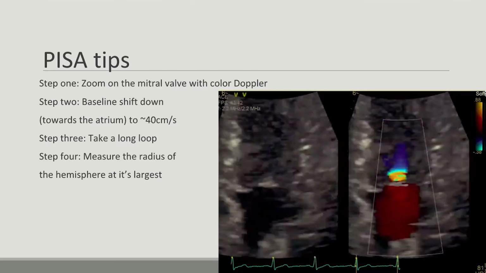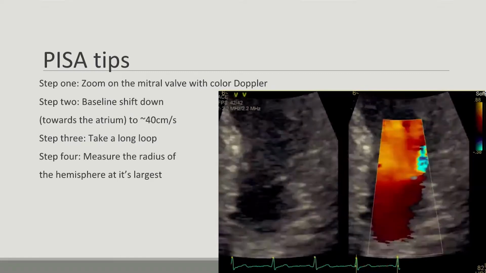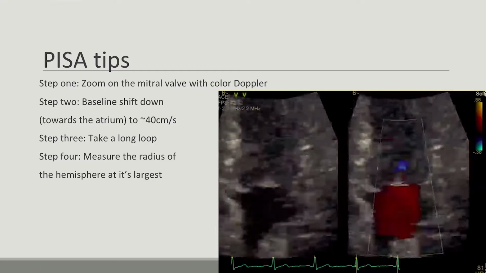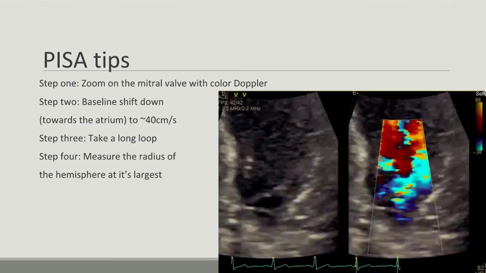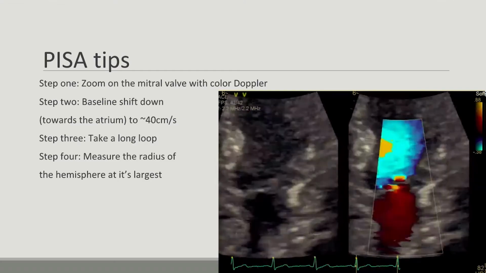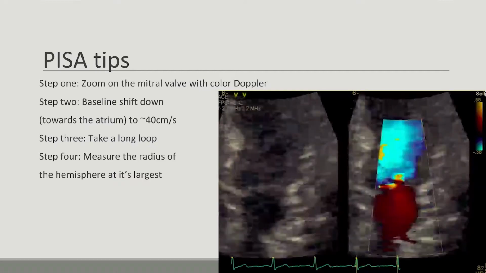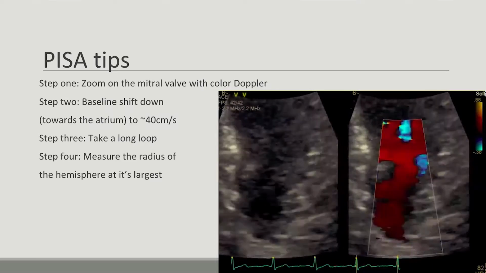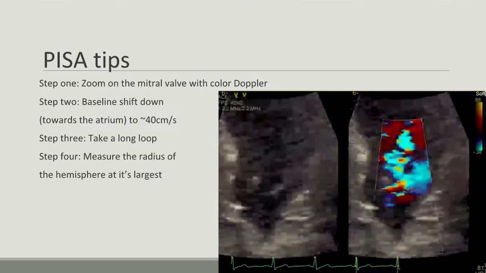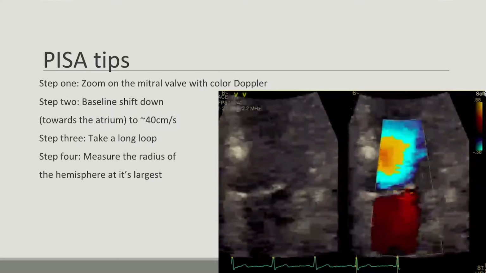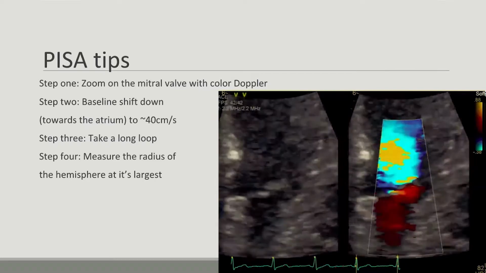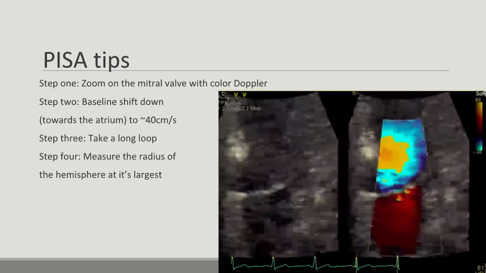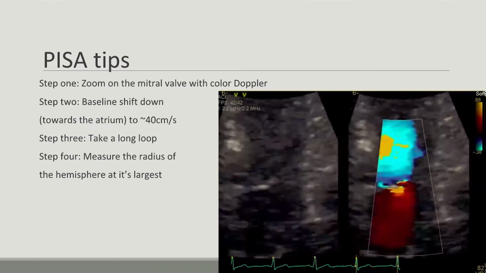We want to shift the baseline in the direction the regurgitant jet is going. Next, I like to take a longer loop, more than 2 beats, to clearly show the radius over a few cycles. This way, I have a few to choose from to measure, and the physicians do too. Finally, we want to freeze the clip when the radius is the largest and measure it. So in this image that we're looking at, we can see the PISA radius start to develop right above the leaflet tips, that little yellow hemisphere.